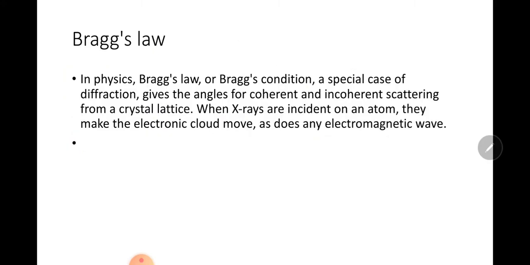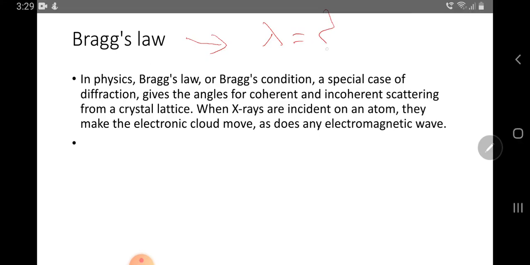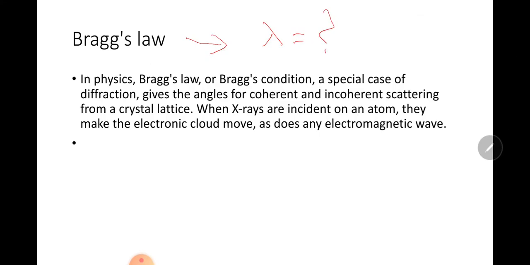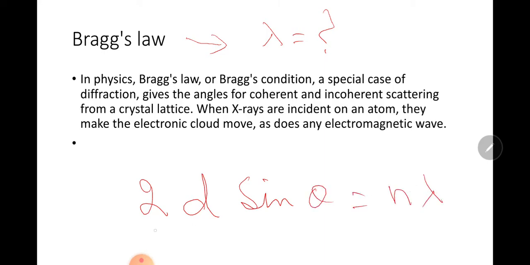Now Bragg's law, based on diffraction phenomena. To find the wavelength of an X-ray beam by crystal, we use Bragg's law. By diffracting X-rays from a crystal, you can find the wavelength by using Bragg's law. The mathematical form of Bragg's law is 2d sine theta is equal to n lambda.